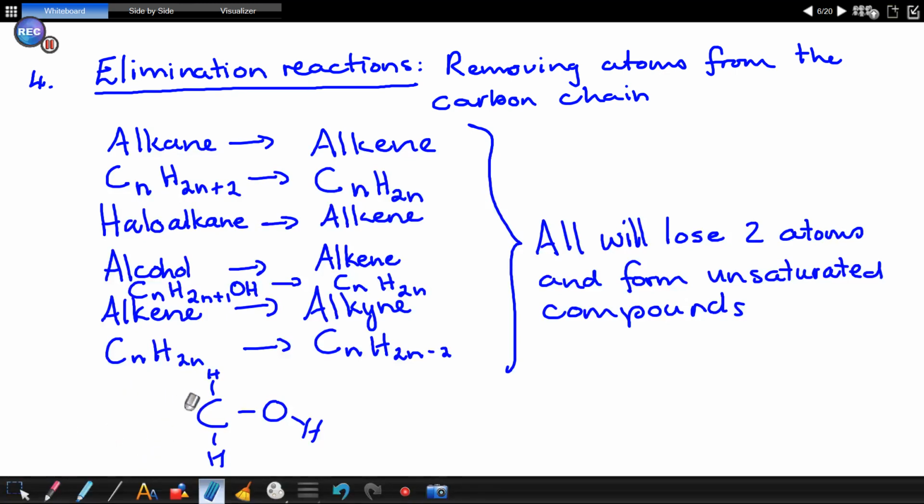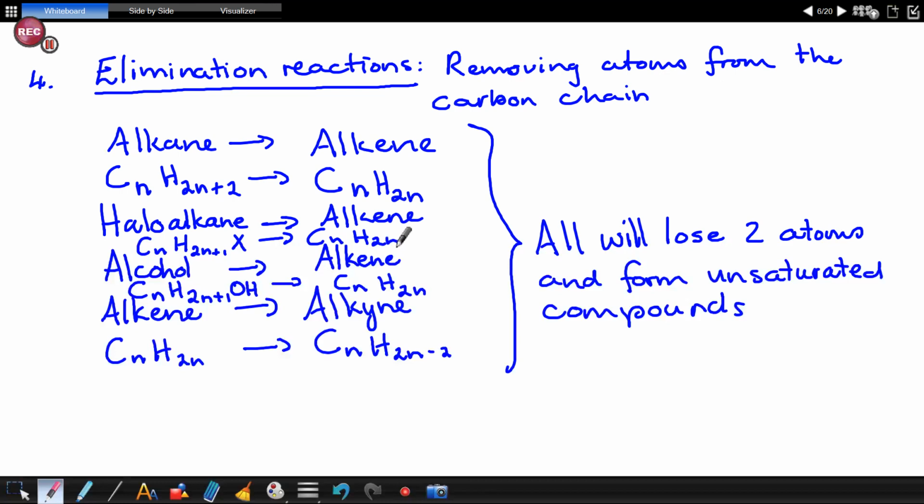And the haloalkane will be similar. The OH is just replaced by the X. So CnH2n plus 1 X will go to CnH2n. And we will still look at what happens to the things that are broken off.